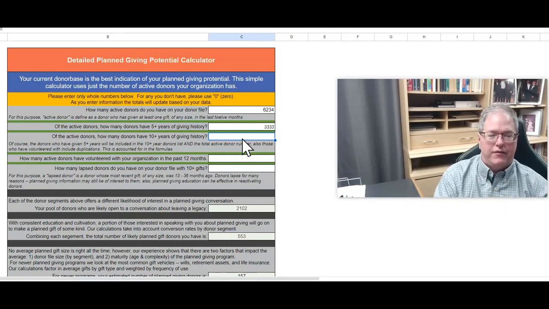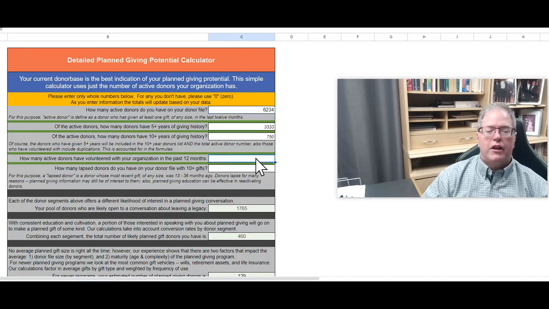Of those five plus five years, some percentage of them will have given ten plus years of giving. And let's just say we have 750 of those. Now, this number is included in this number, and this number is included in this number. But the formula knows all that, takes all into account.